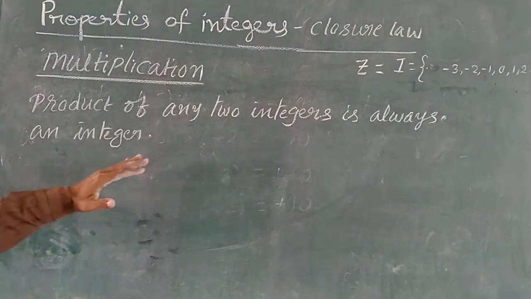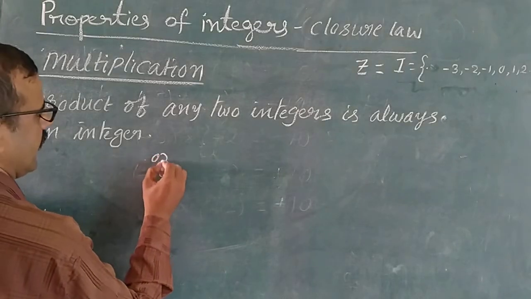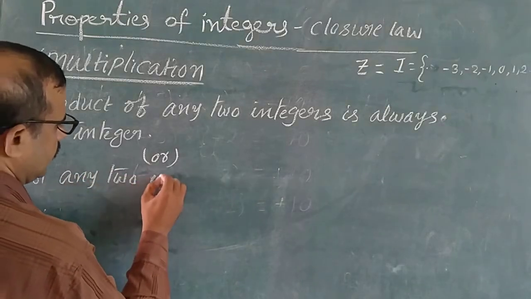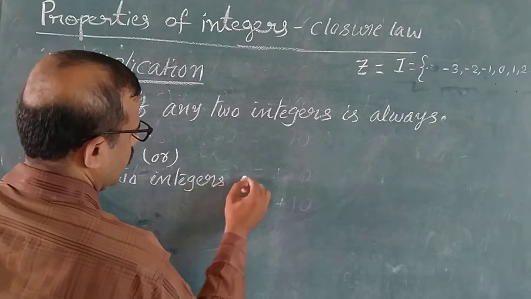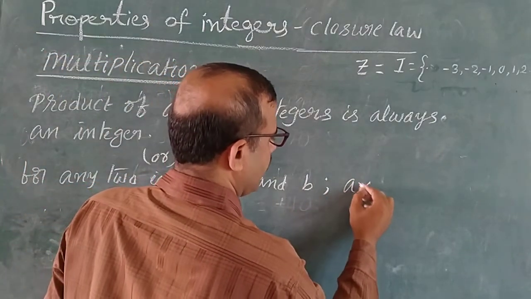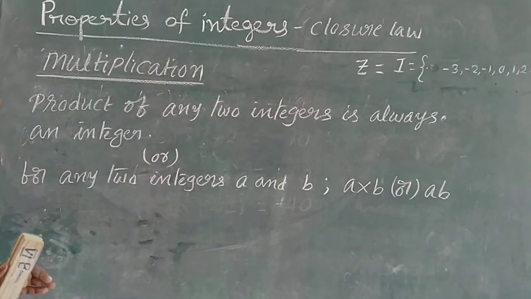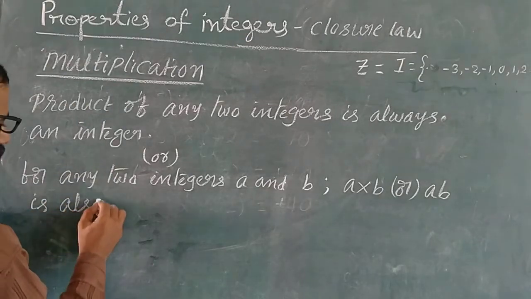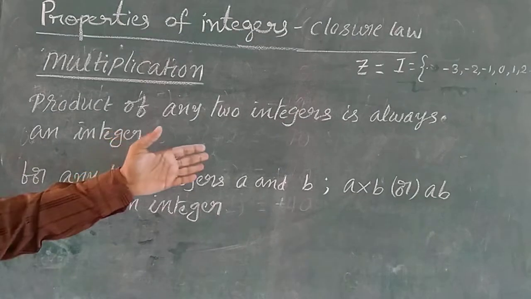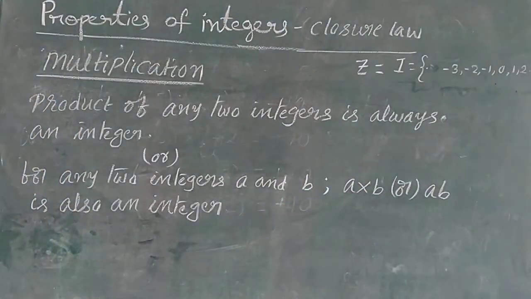The product of any two integers is always an integer with respect to Closure law. Or we can write it in another way: for any two integers A and B, A into B, or AB, is also an integer.